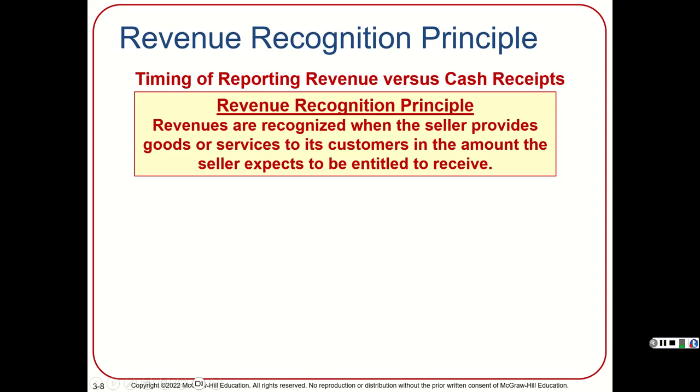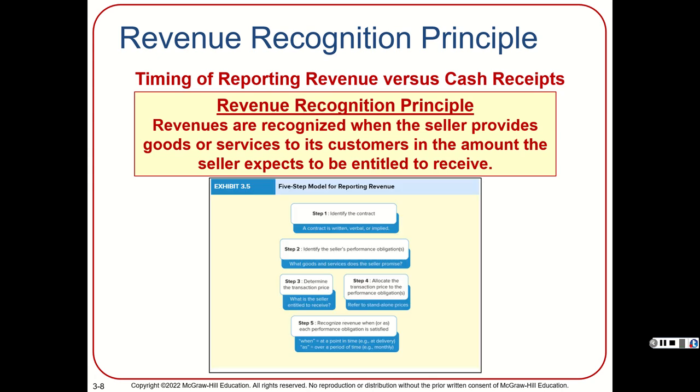Timing of reporting revenue versus cash receipts. The revenue recognition principle says that revenues are recognized when the seller provides goods or services to its customers in the amount the seller expects to be entitled to receive. So there's a 5-step model for reporting revenue. Number 1, identify the contract. Identify the seller's performance obligation, the company itself. Determine the transaction price, and then allocate the transaction price to the performance obligations. And then recognize revenue when each performance obligation is satisfied. We will learn a bit more about these steps in the slides to come.